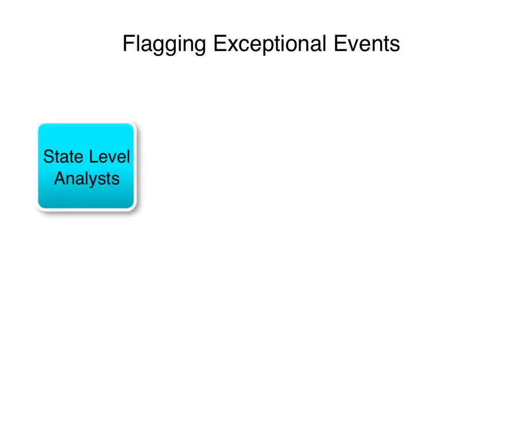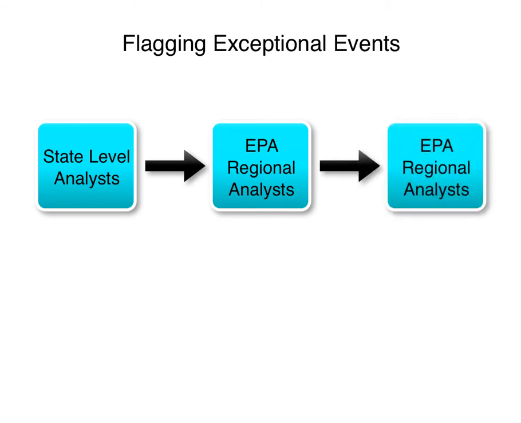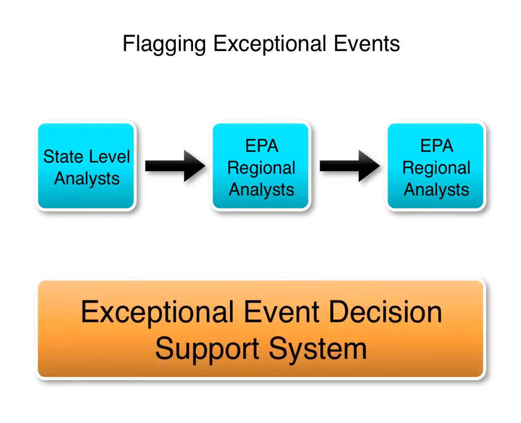Analysts at the state level can examine events, trends, and concentrations and send the data with justification to the regional EPA. The flag, upon approval at the regional level, is then sent to the federal EPA, who can decide whether the event can be classified as exceptional. The decision support system is a tool that supports every level of this process, from identifying candidate events to the eventual determination of the exceptional nature of the event.